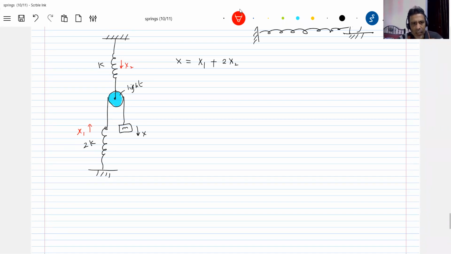How much is the spring force, since it is elongated? Here, kx2 will act. Then how much spring force will act here? 2k x1. And then the pulley is light, so the same spring force should act here only. 2k x1.